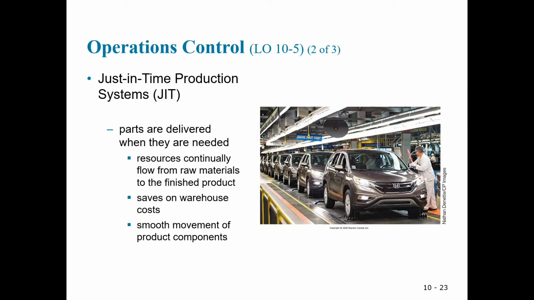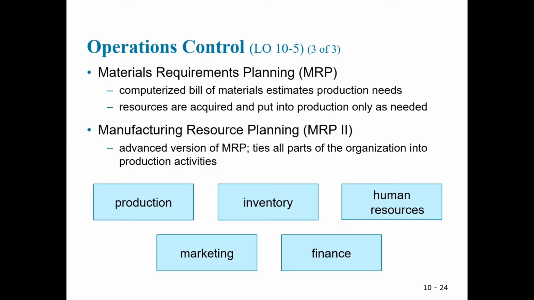Just-in-time production systems, JIT. It is when parts are delivered when they are needed. Resources continually flow from raw materials to the finished product. Thus, saving on warehouse costs and creating smooth movement of product components.